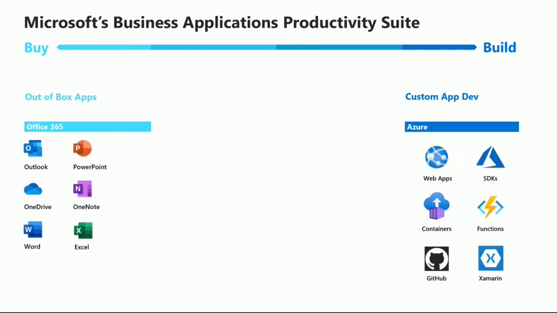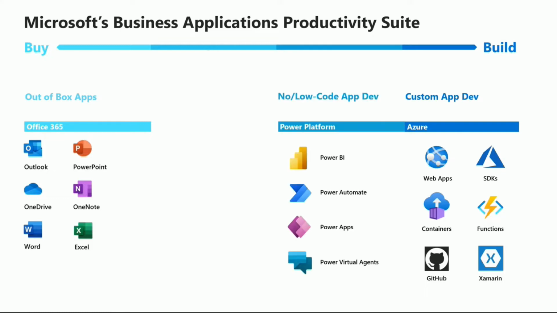You don't have to do anything with them to use them in your business operations. Then at the other end of that spectrum, we have our completely custom app dev environments, which is all of our Azure custom space. So anything within web apps or development kits, containerized applications, or anything that you can do with AML and in GitHub, all of that would be on that end of the spectrum.